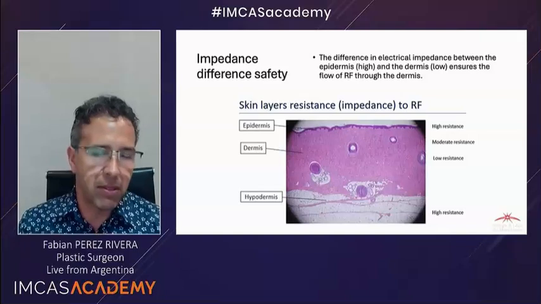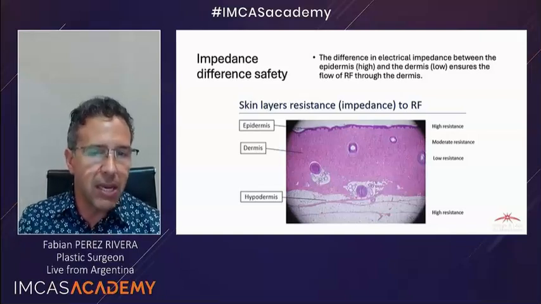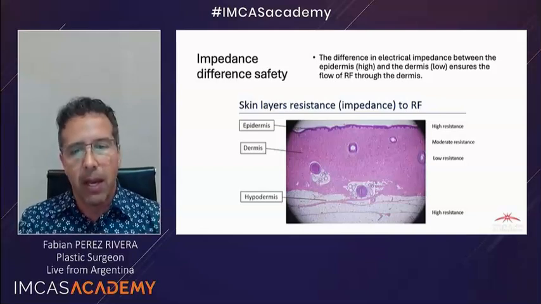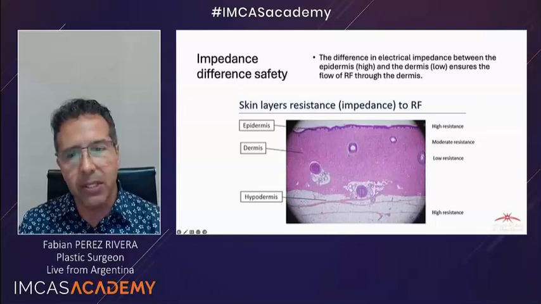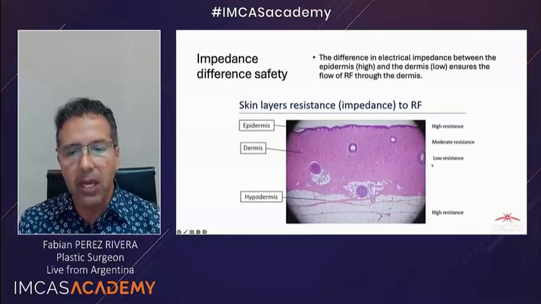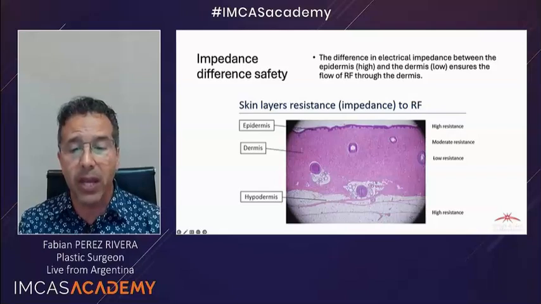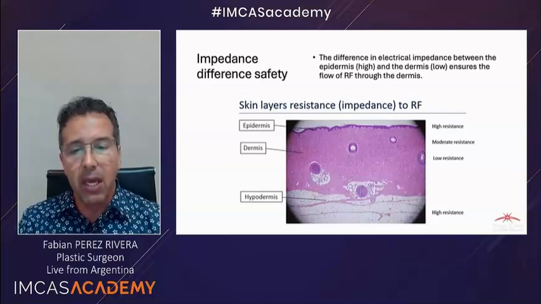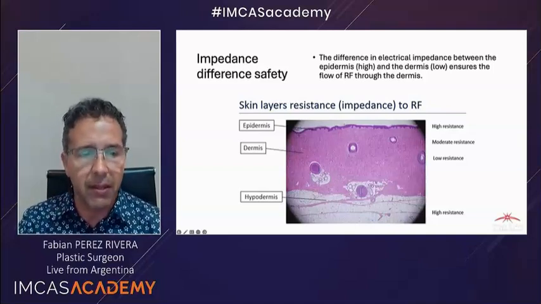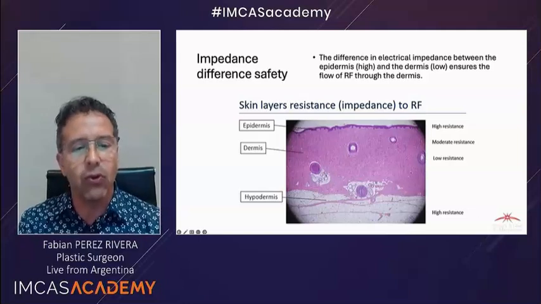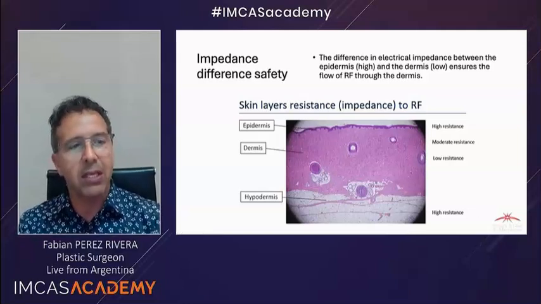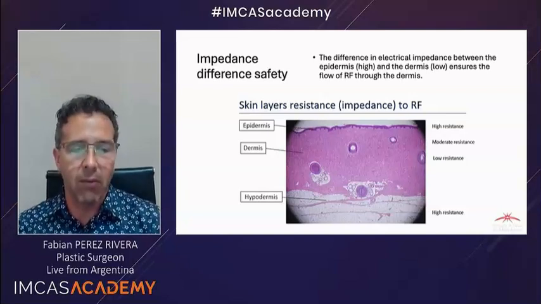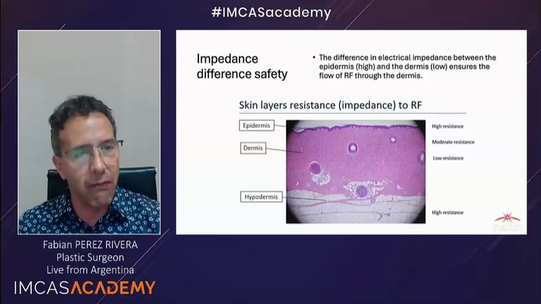It's all about the impedance. Impedance is our skin layers' resistance to the flow of energy inside the skin. While we have a high resistance in the epidermis and hypodermis, we have a low resistance in the dermis. That's why any kind of radiofrequency device, in my case a bipolar radiofrequency, is going to flow inside the dermis, and this is the layer in which we want to act, in the reticular and at the same time papillary dermis, to obtain this stretching and this coagulation thermal reaction. By this, we can obtain an effect.